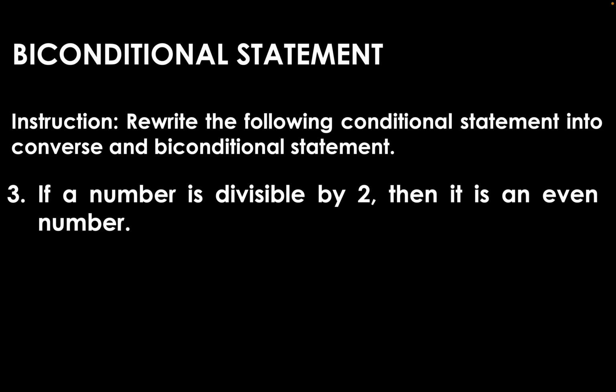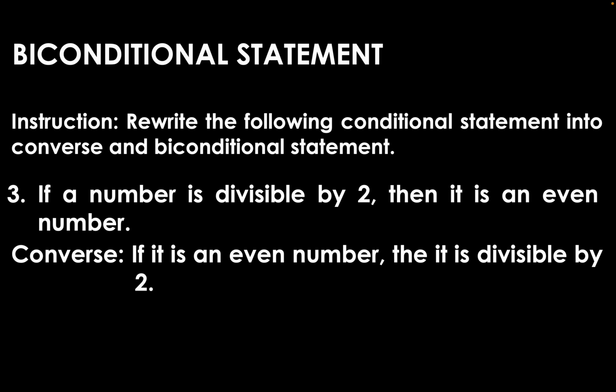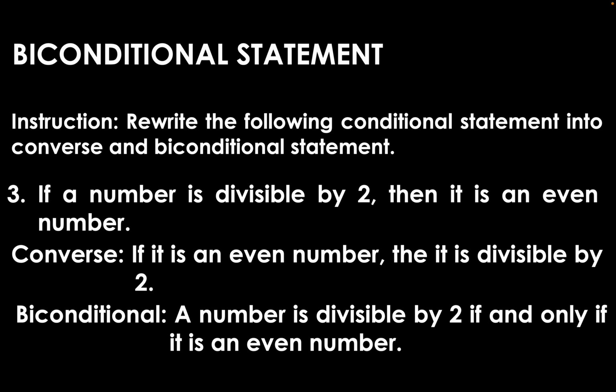Next example, we have: if a number is divisible by 2, then it is an even number. So we have here our P statement, a number is divisible by 2, and our Q statement, it is an even number. The converse statement is Q implies P, or if Q then P. So if it is an even number, then it is divisible by 2. And our biconditional statement: a number is divisible by 2 if and only if it is an even number.